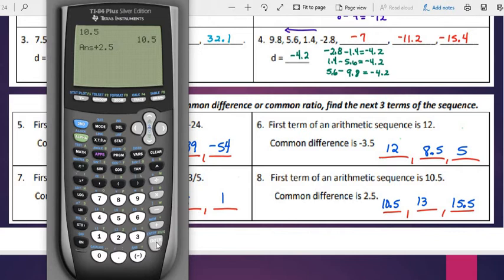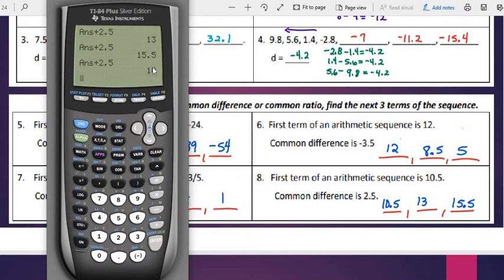And I'm going to come up with 13. Then I'm going to say 13 plus the 2.5, and I come up with the next term. And I am reusing this previous term right here, 15.5 plus the 2.5. My common difference is 18. So I am reusing this last term. This is the recursive rule.